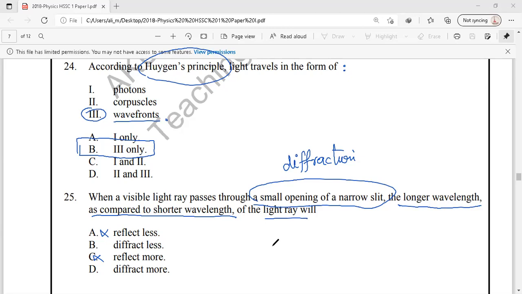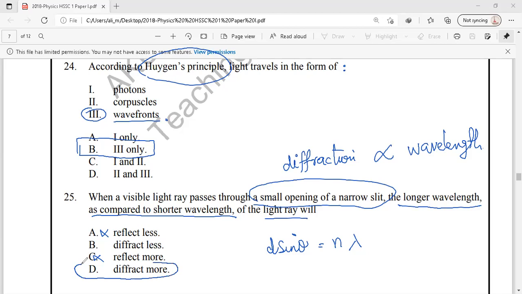And we have studied in diffraction that d sin theta equals n lambda. It means that diffraction is directly proportional to wavelength. So greater the wavelength, more will be the diffraction of a ray of light. So the correct answer for this question number 25 is option D.